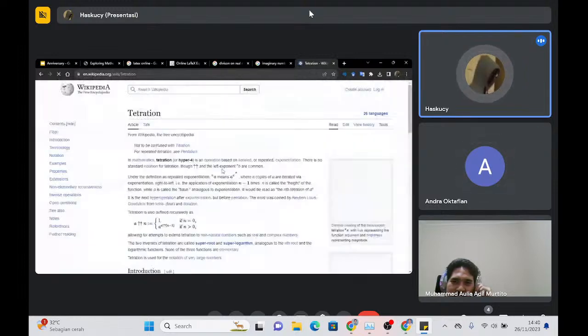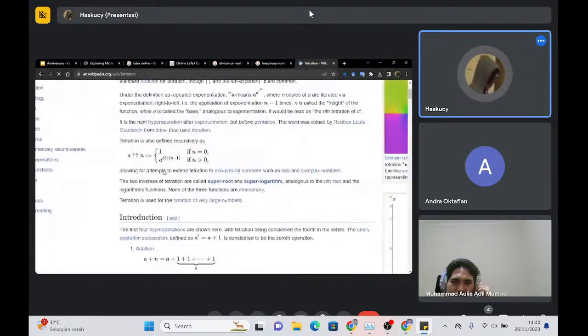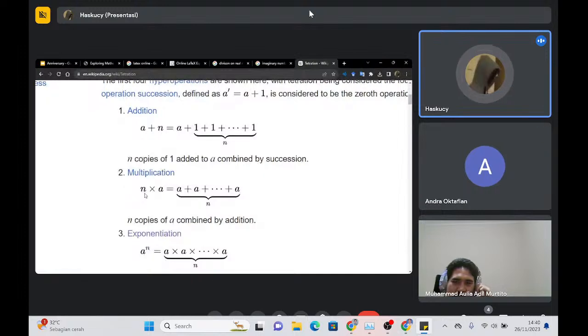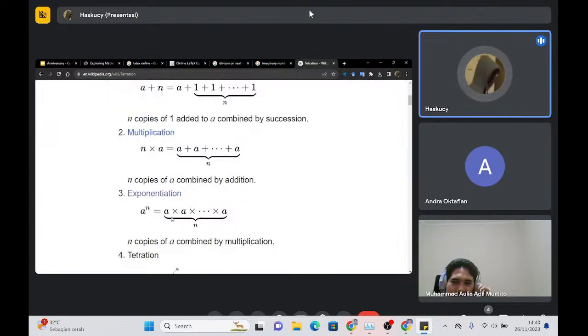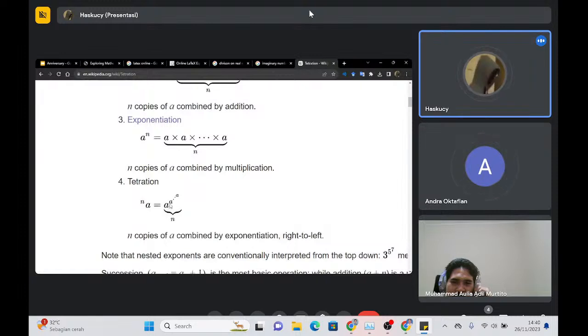Tetration is to the power of much more. For example, this is addition: 1 plus n is a plus 1 plus 1 plus 1. Multiplication: n times a is a plus a plus a, n times. Exponentiation is a times a, n times, right? Then there is tetration, which is a tetrated by a, and so on.